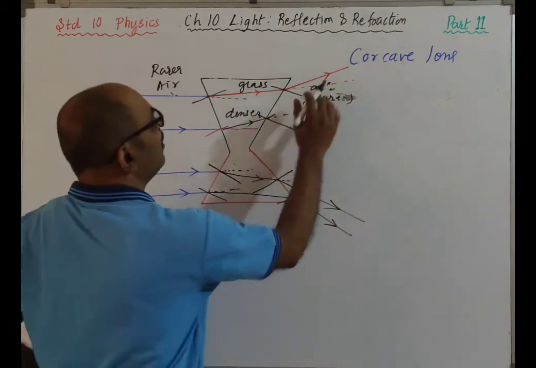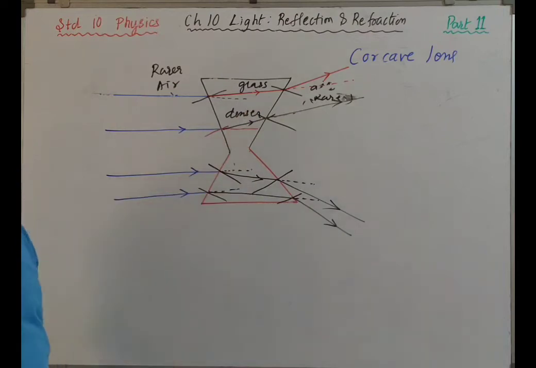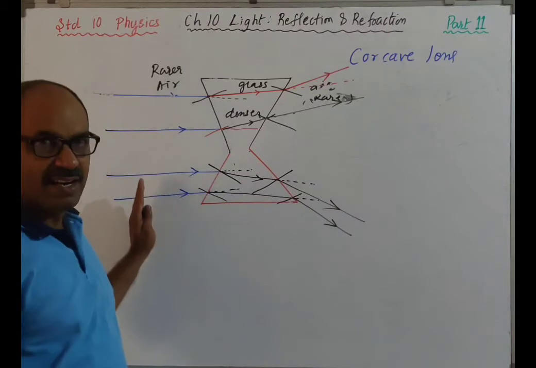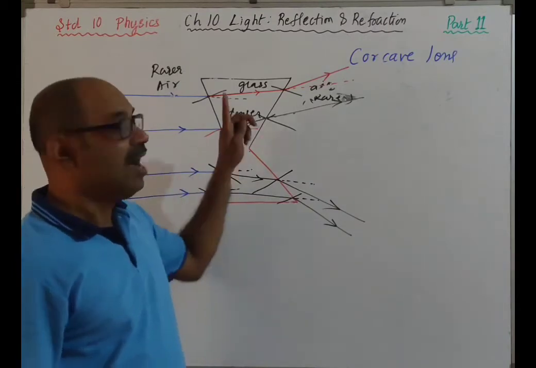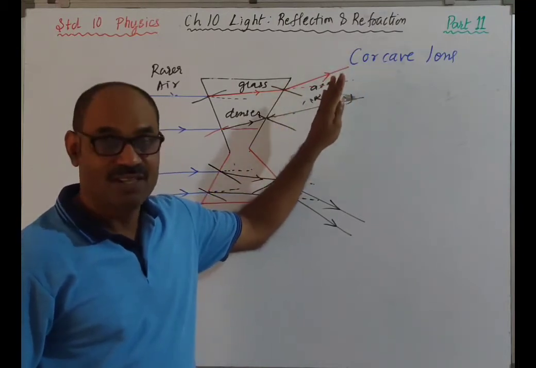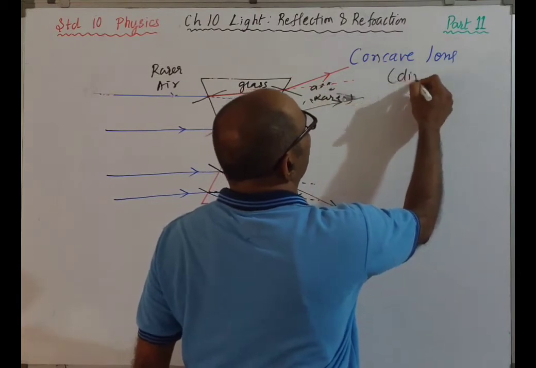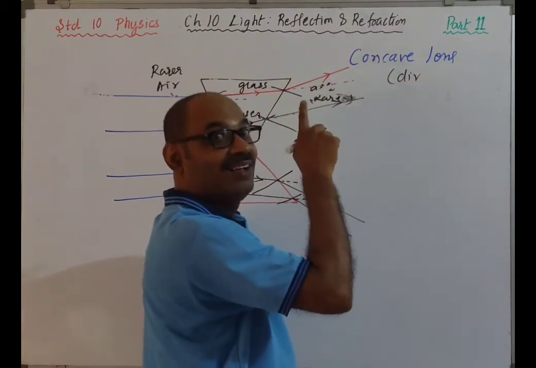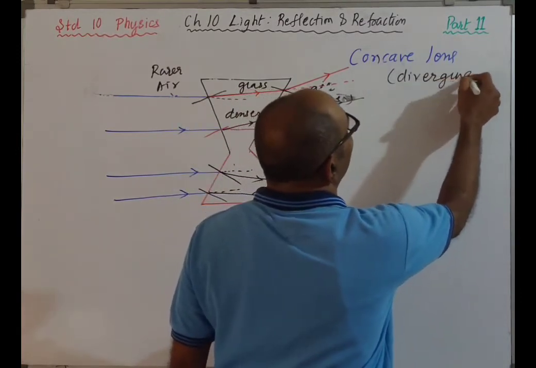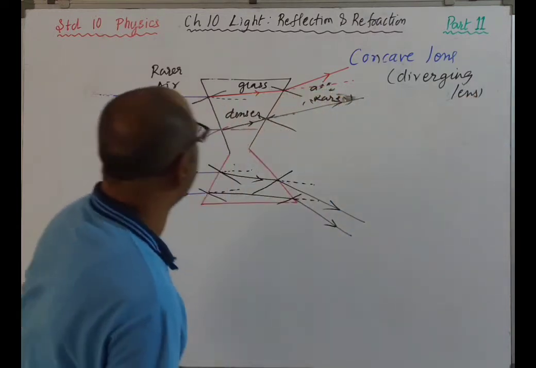Children, actually these rays will never meet each other. These four rays will not meet each other. They diverge from each other. If incident rays are parallel to each other, after refraction from concave lens, they diverge. They will not intersect. So that's why concave lens is also called diverging lens. Correct? But very interesting, children.